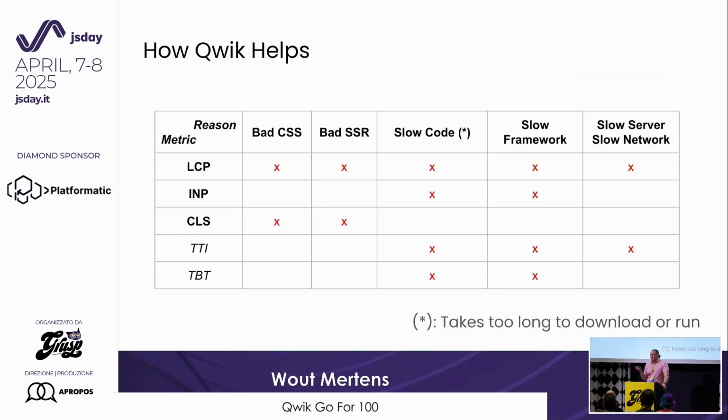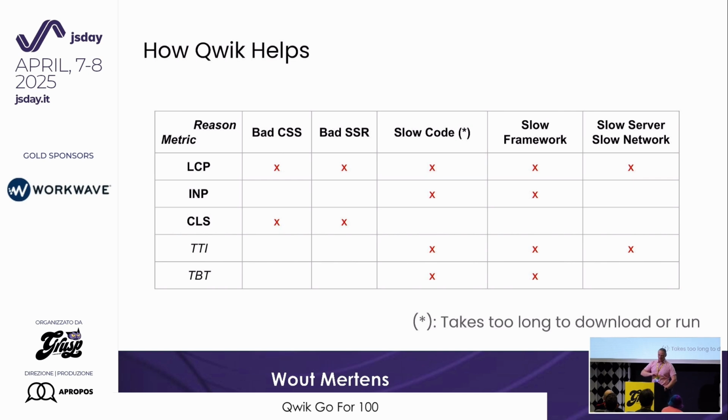Now, how does Qwik help with all this? So let's look at it. Let's see what happens. So we have the largest contentful paint. It can be impacted by your CSS being bad. You have big CSS, it's in a file, it doesn't download, it blocks everything.